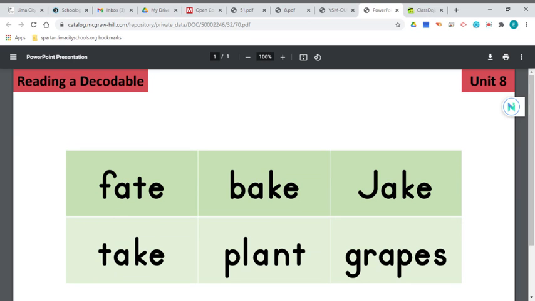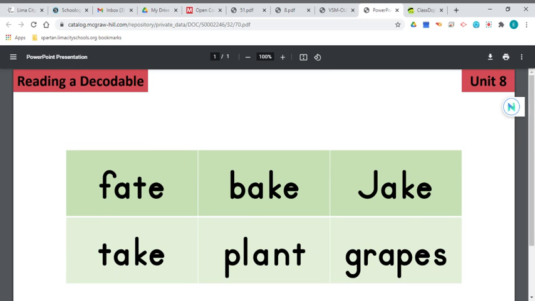Again, there's that silent E, so don't worry about him. He won't make a sound. He'll just help A say his name. So B says B, A says A, and K says K. And E, he doesn't say anything at all. So let's try it. B-A-K, bake.